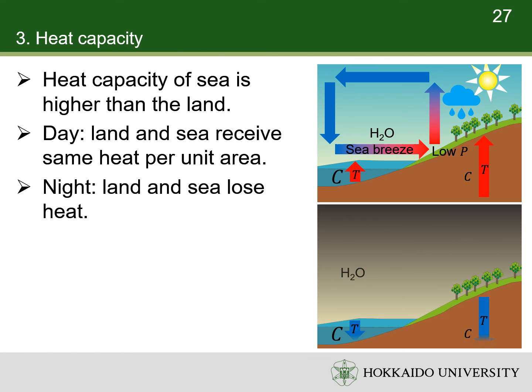In the night, the sea cools down slower than the land. The hot moist air on the sea elevates and cools down to condense to water. So, there is a higher possibility of rain on the sea. The lower pressure on the sea surface brings land breeze from the land.